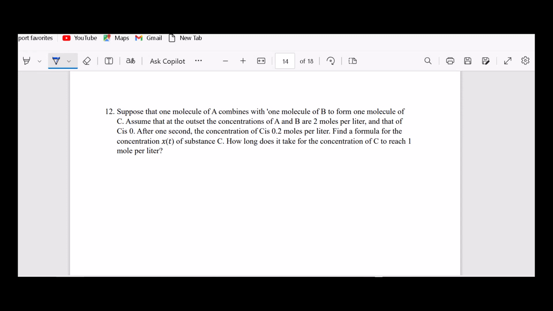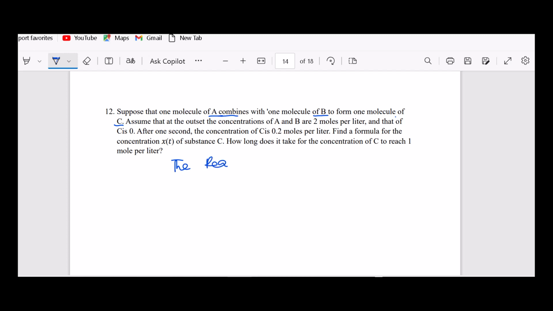Okay, welcome back. We have a question on molecular reactions, an application to ordinary differential equations. Suppose that one molecule of A combines with one molecule of B to form one molecule of C. So the reaction can just be modeled by this.